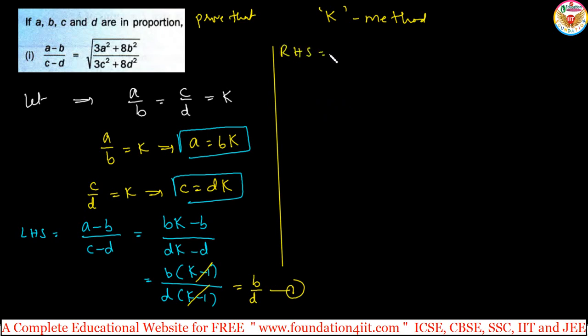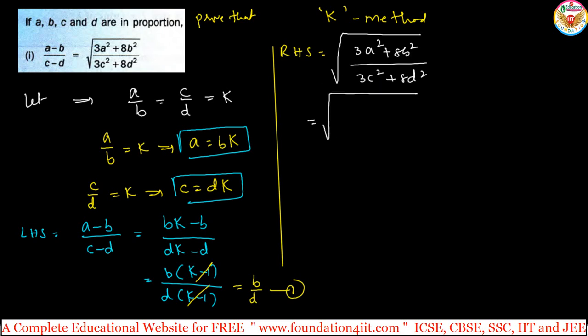Now when you come to this RHS, square root of (3a² + 8b²)/(3c² + 8d²). Same replace. So by replacing, the entire LHS and RHS are in terms of b and d only. Same way here, instead of a and c, you can replace. So 3 into, instead of a, (bk)² + 8b² as it is, divided by 3 into, instead of c, again this dk, (dk)² + 8d². Simplify and take the common.